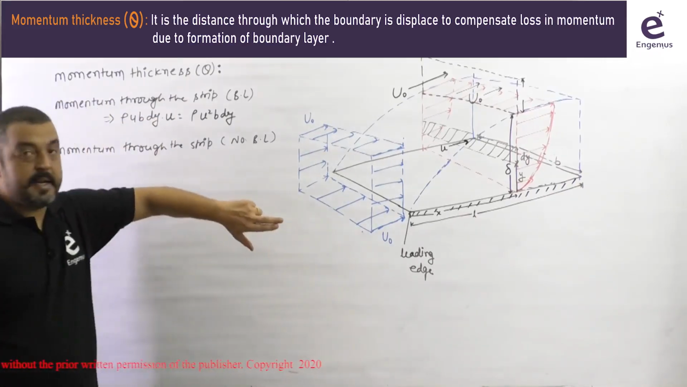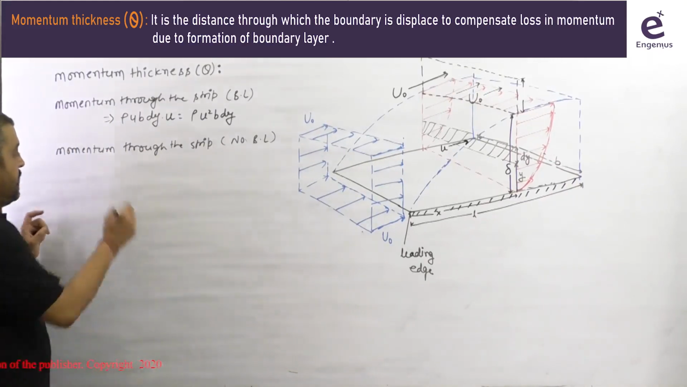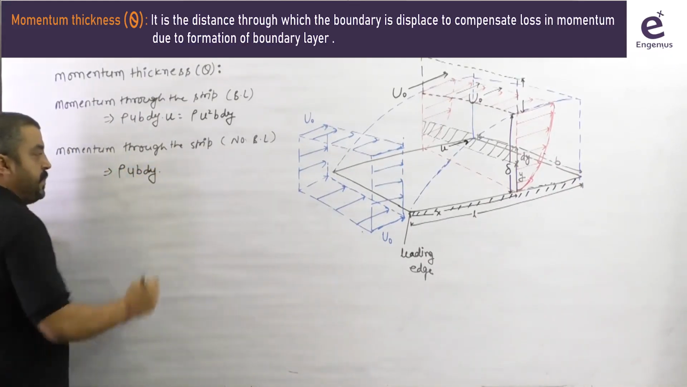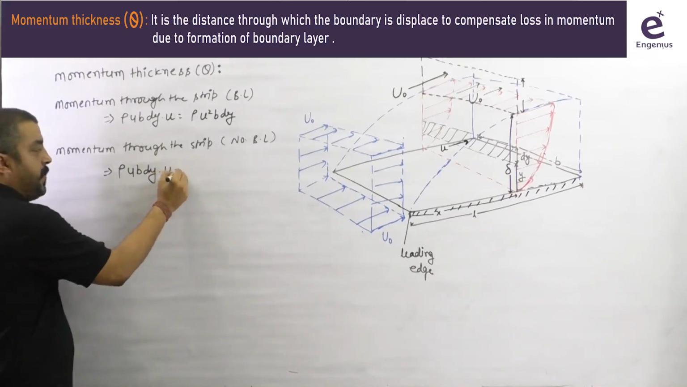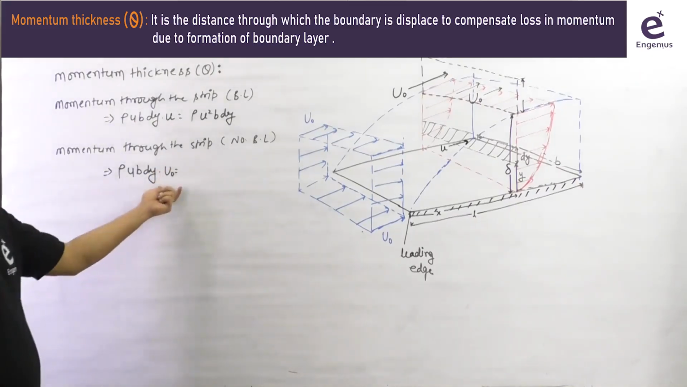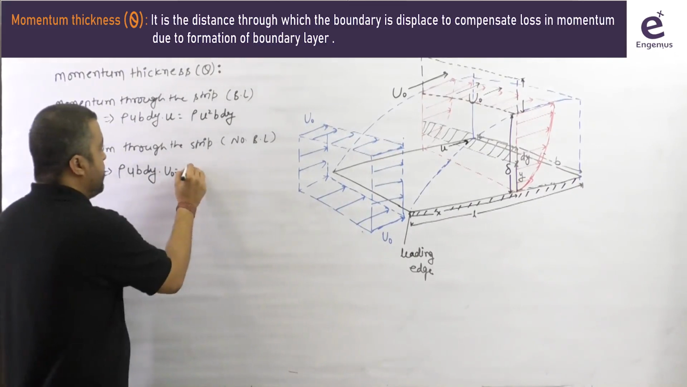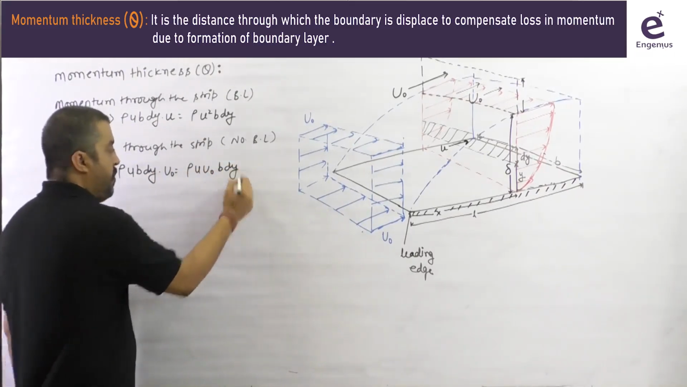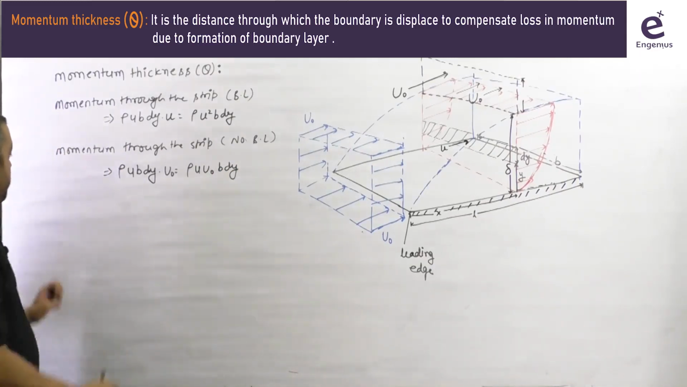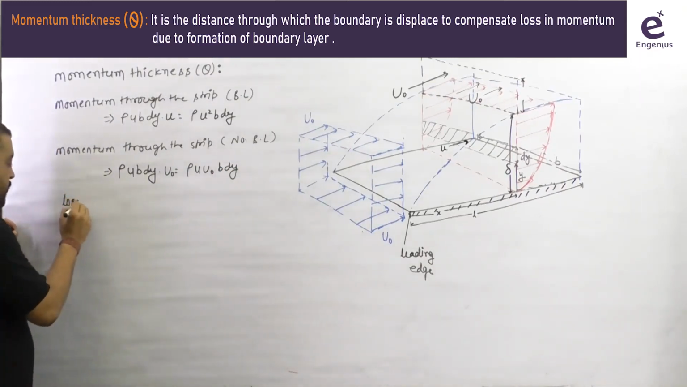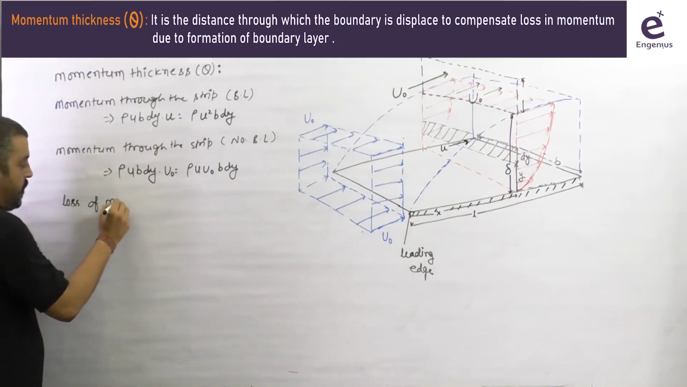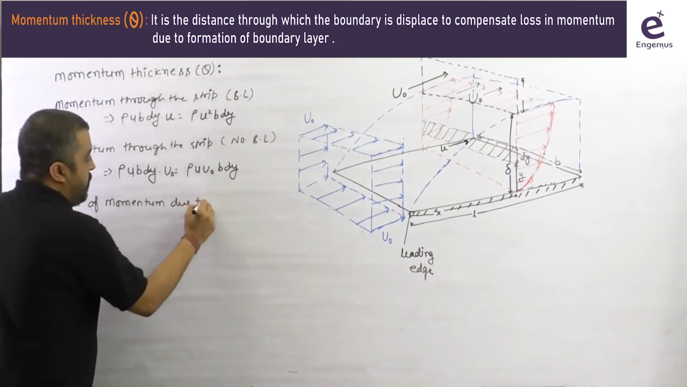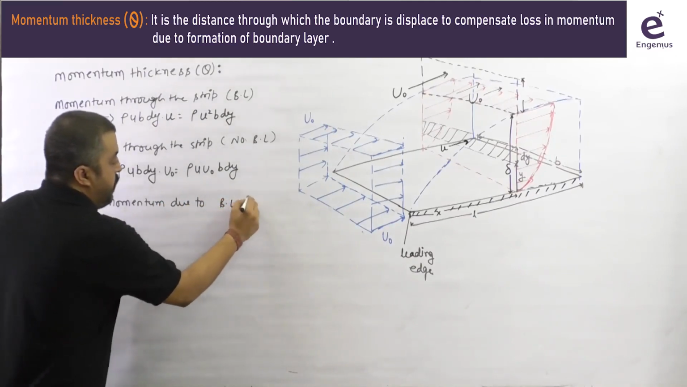OK, so when the plate is absent or there is no boundary layer, in that case we will take the same mass, that is rho u b dy, moving with the velocity u naught. Same mass moving with the velocity u naught here. So in this case this becomes rho u naught u b dy. OK, so now we can find out the loss of momentum due to boundary layer formation.